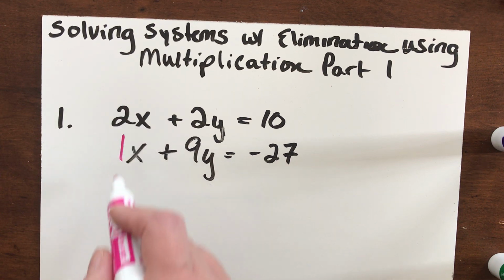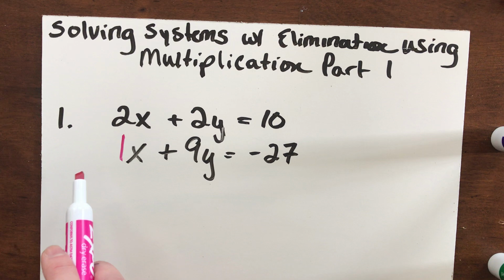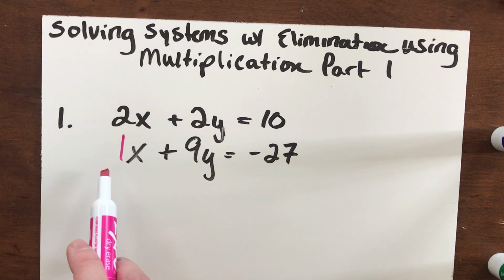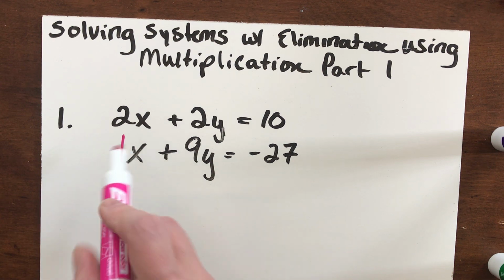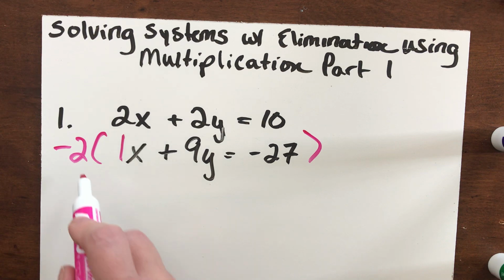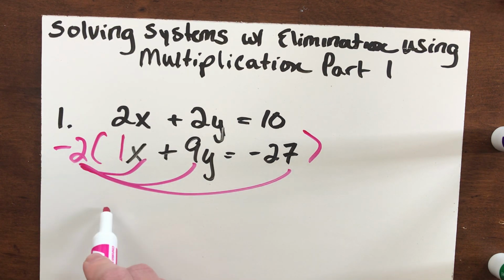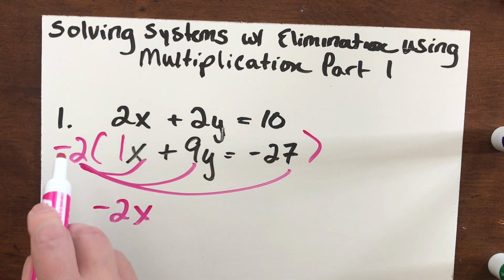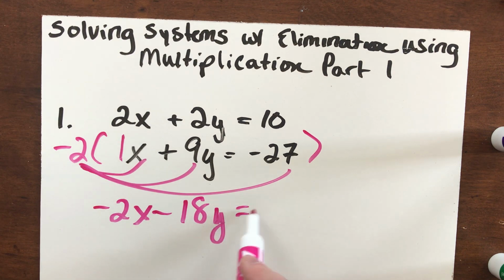So I'm going to eliminate my x's, which means if I have a positive 2x up top, I need a negative 2x on the bottom. So what would I multiply 1 by to get -2? Well, you would multiply it by -2. So we're doing the distributive property 3 times. -2 times 1x is -2x. -2 times 9y is going to be -18y. And then -2 times -27 is going to be a positive 54.